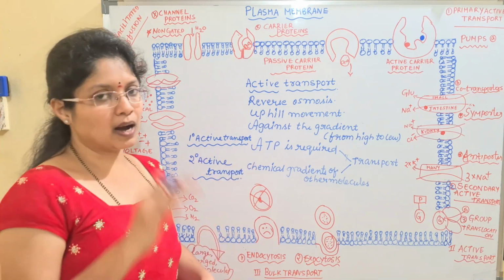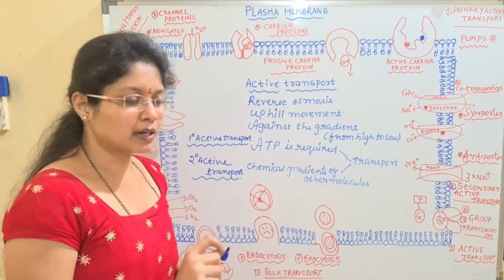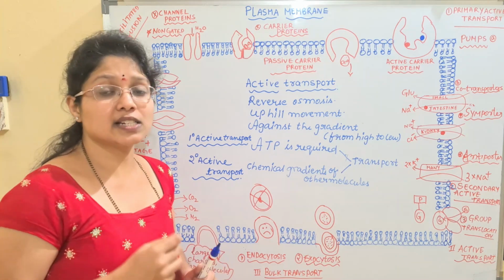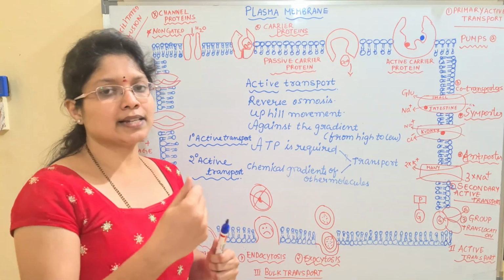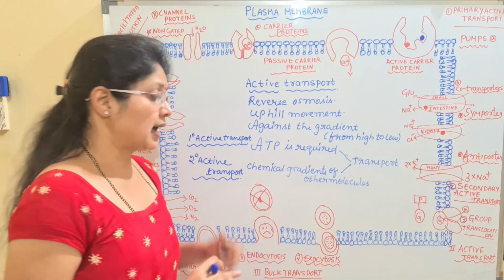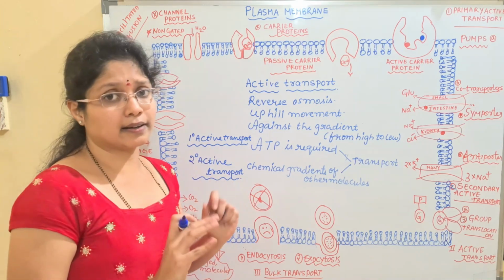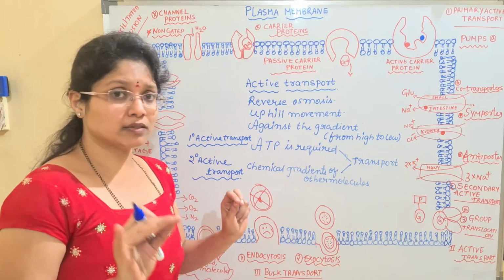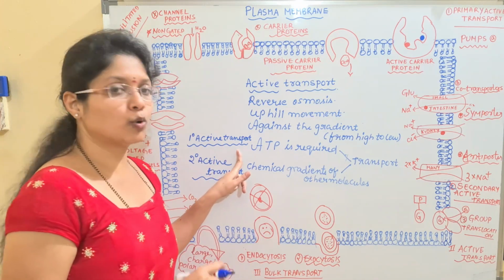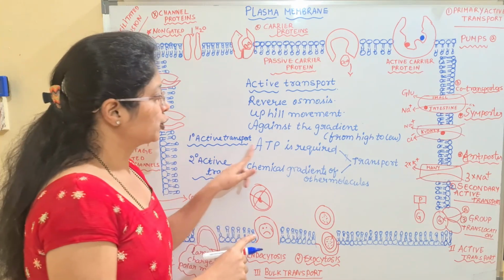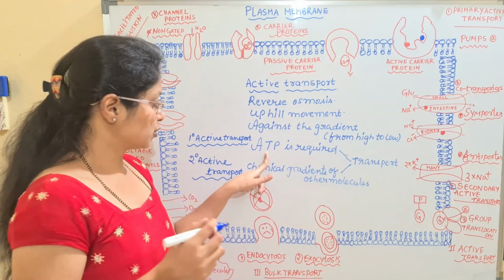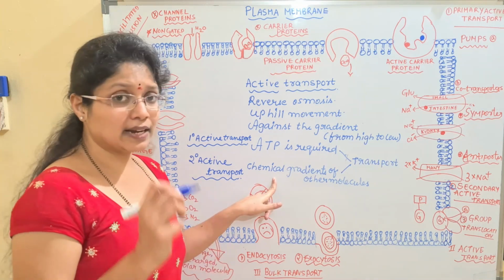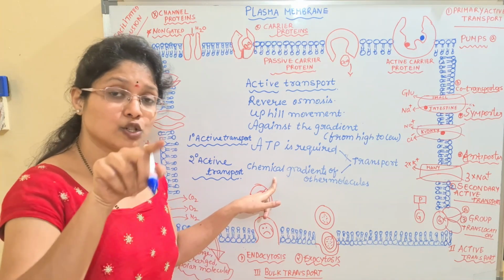So both are part of active transport. Remember why? Because they require additional energy to move or push the molecules against their concentration gradient, and hence these are categorized under active transport. But what is the difference? In primary active transport, the ATP is directly utilized, or ATP is mainly seen in the case of primary active transport, but in the case of secondary active transport, ATP is not present.